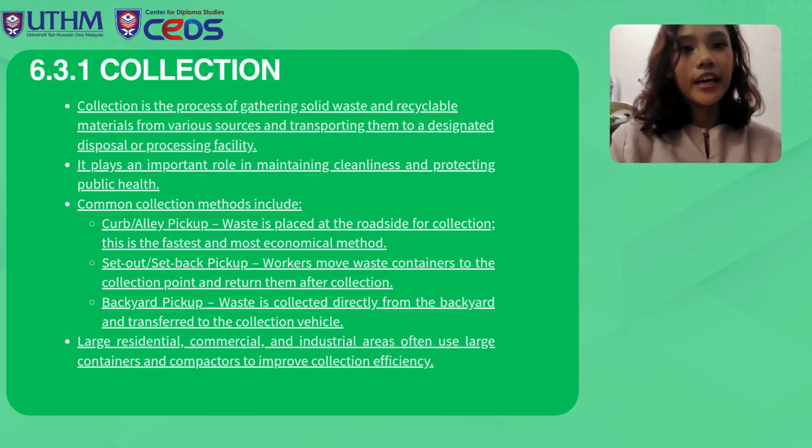My name is Nazra Akila, matrix number A825034, and I'm representing 6.3.1 and 6.3.2. I will briefly explain collection, transfer, and transport in solid waste management. Collection is the process of gathering solid waste and recyclable materials from industrial, commercial, and residential areas. Common collection methods include curb or alley pickup, set out and set back pickup, and backyard pickup. These methods ensure waste is collected efficiently and transported for further handling.